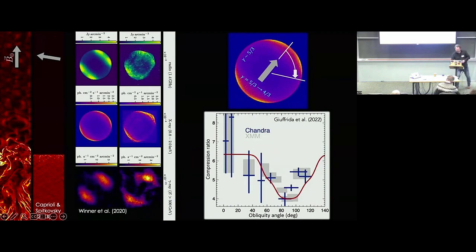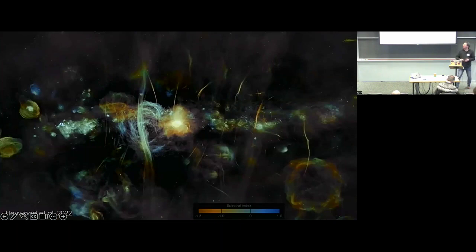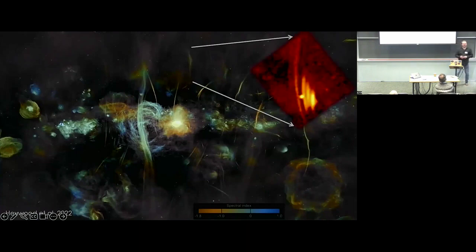Here is another success story before I throw cold water on some of these ideas. So this is a beautiful image from MeerKAT. And right here, there is this thing that people call a harp. And it's a bunch of presumably vertical magnetic field lines.